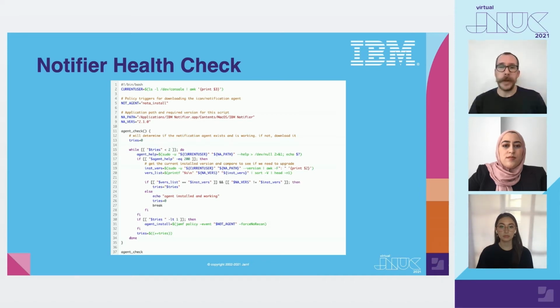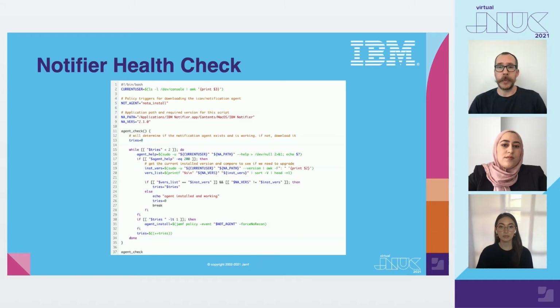Line 20 uses printf to format both our IBM Notifier version and the defined minimum version from NAVERS as a list, and then uses sort's built-in version sorting method. We then separate out our final result with head, which will return the lowest version of the two strings. Now that we have the information we need, we can check our variables with two test statements on line 22.